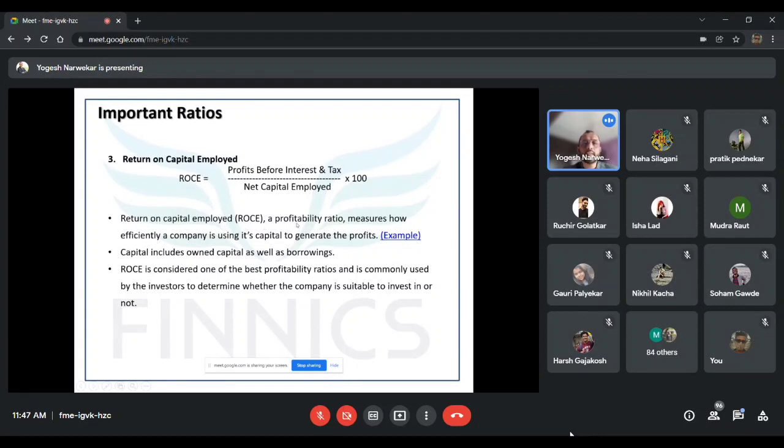So return on capital employed is a profitability ratio. It measures how efficiently a company is using its capital to generate profits. So what does it mean? Whatever money the promoters or business owners are getting from the markets, equity as well as debt capital, how they are putting it into the business, and how much profit they are generating from that. So that is a very good ratio, one of the best profitability ratios, and is used by investors to determine whether the company is suitable to invest in or not. I'll again give you an example on that.